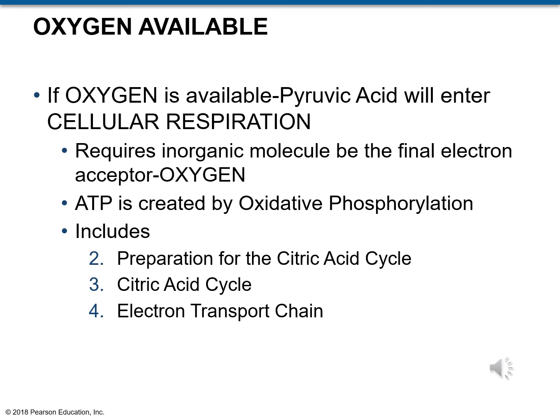If oxygen is available, the pyruvic acid is going into cellular respiration. Cellular respiration requires that the final electron acceptor be an inorganic molecule, and that will be oxygen. ATP is going to be created through oxidative phosphorylation, and this will include 3 different steps: the preparation for the citric acid cycle, the citric acid cycle itself, and the electron transport chain.